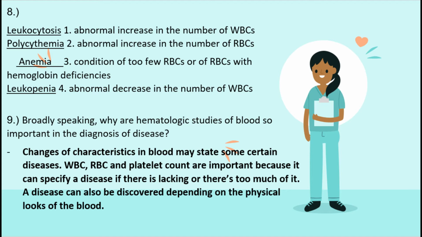Number 2. Abnormal increase in the number of red blood cells. The answer is polycythemia. Number 3. It is the condition of too few red blood cells or of red blood cells with hemoglobin deficiencies. The answer is anemia. Number 4. Abnormal decrease in the number of white blood cells. The answer is leukopenia.